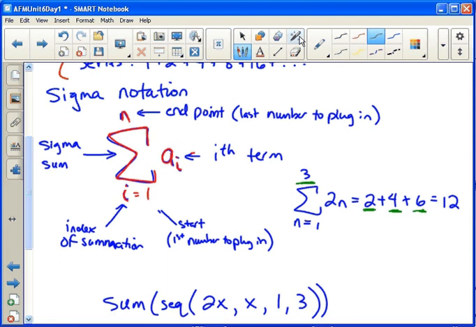Now you can do these in your calculator. So if you look at the bottom, I've shown you how you can do this. Some of the newer calculators have a different way to do this, but the calculator I have here doesn't, so I'm just going to show you this one.